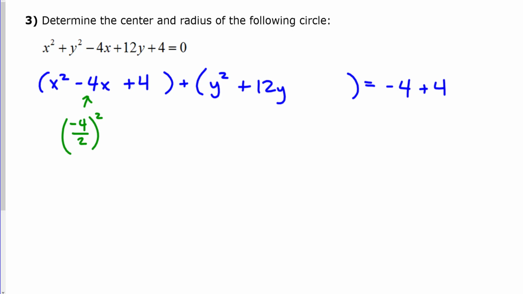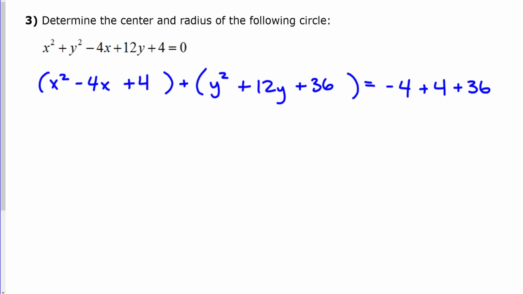Next up, for the y's, the b term there is 12. If I take 12 divided by 2, that's 6, and then square it, it becomes 36. So then I'm going to add 36 to both sides of the equation.